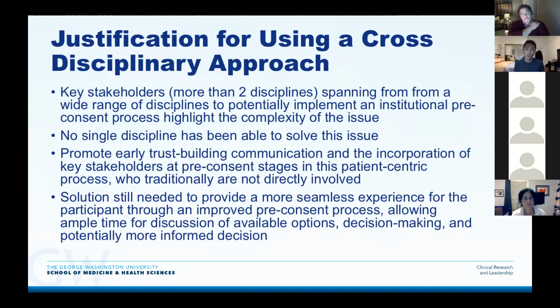And really a solution is needed to provide a more seamless overall experience for the participant, so that once the participant is included in all aspects of these decisions and is able to make an informed decision, we would potentially be able to solve all these issues across all the disciplines that they might be facing.